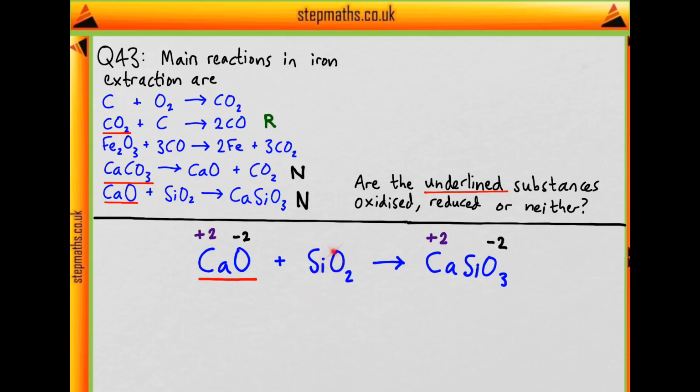And so our final answer is carbon dioxide is reduced, calcium carbonate is neither, and calcium oxide is neither, which corresponds to answer F on the question paper.